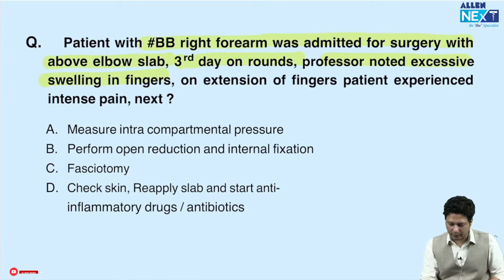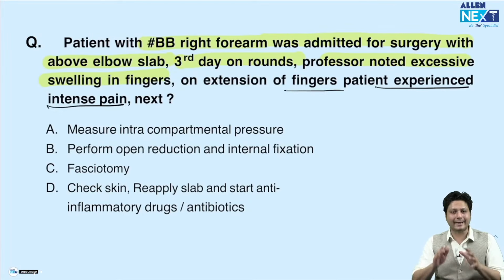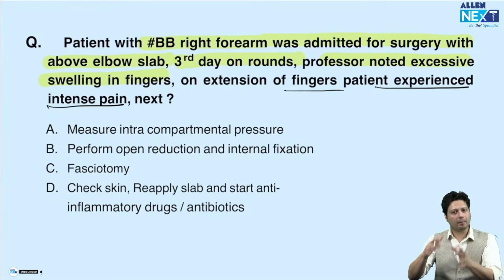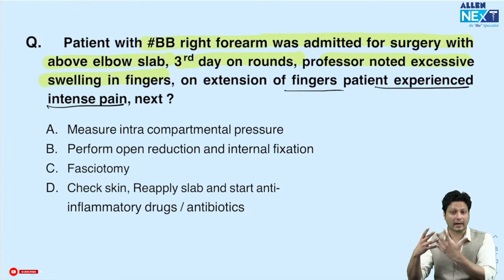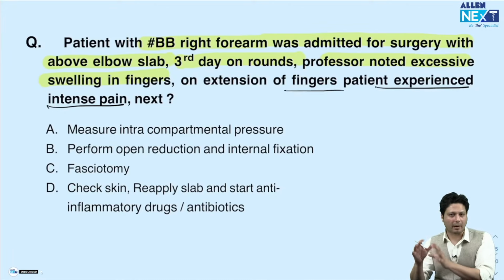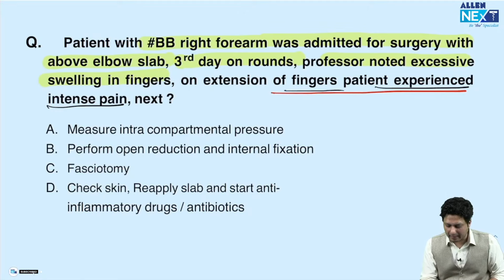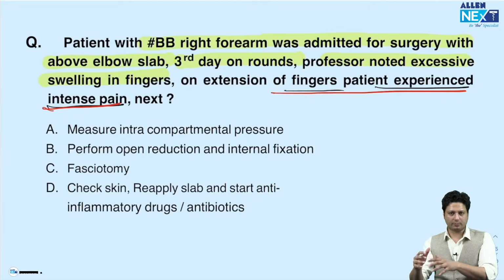On extension of the fingers, the patient experienced intense pain. Now by this time, if you have already studied compartment syndrome, you have already made the diagnosis that the patient is suffering from compartment syndrome. All right. Or the patient might be having an impending compartment syndrome, that over a period of time might change into a compartment syndrome. So what next? I mean, what is the next best thing that you will do?